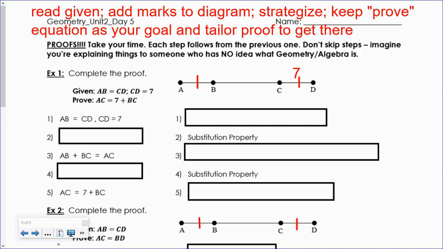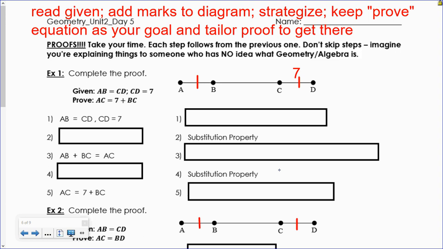All right, so in this proof, I know that AB is equal to CD, so I put these little markings. Remember that means equal, so I put them in. And then I know that CD is equal to 7, so I'm going to label that with a 7. Right? Now stop looking at the proof. Let's just strategize. How can I prove that AC is equal to 7 plus BC?